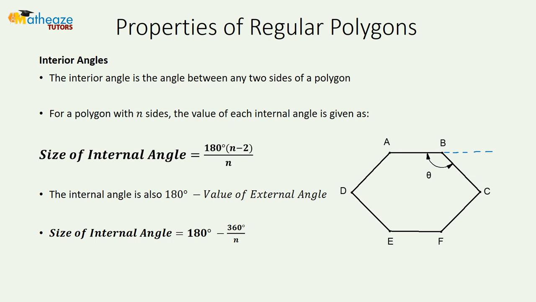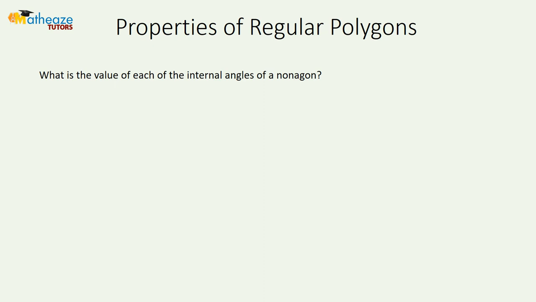The other option is you can multiply 180 by the number of sides minus 2, and then you divide it by the number of sides. So we're going to walk through some examples and show both approaches. What is the value of each of the internal angles of a nonagon? So with a nonagon, n equal to 9. So we're going to try two methods here.